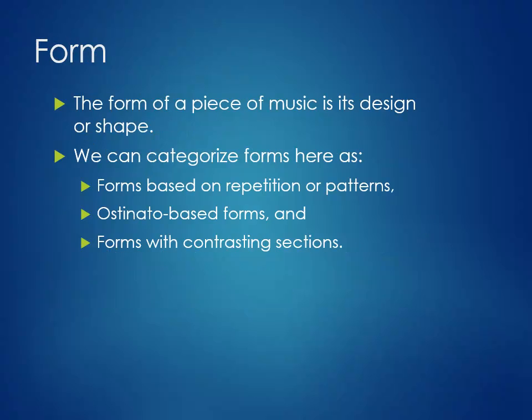The form of a piece of music is its design or shape. We can categorize forms here as forms based on repetition or patterns, ostinato-based forms, and forms with contrasting sections.